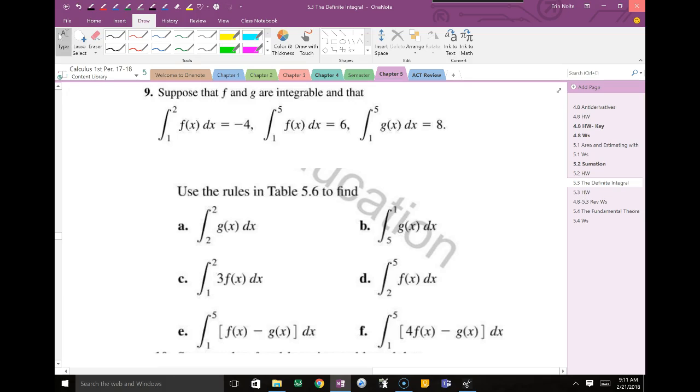Using this information, can you tell me what the area of g of x is between 2 and 2? No. The area between 2 and 2 is nothing, right? My two bounded regions are the same.